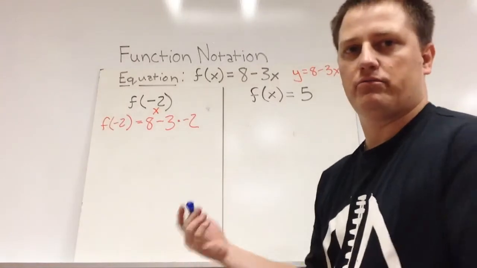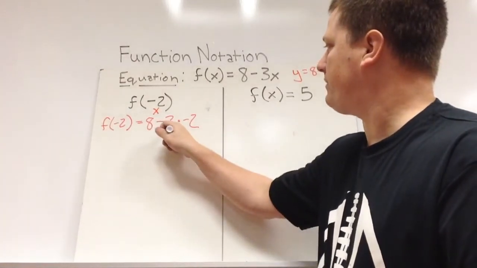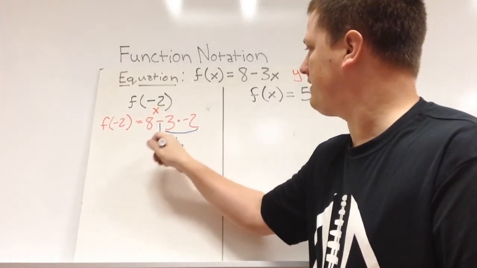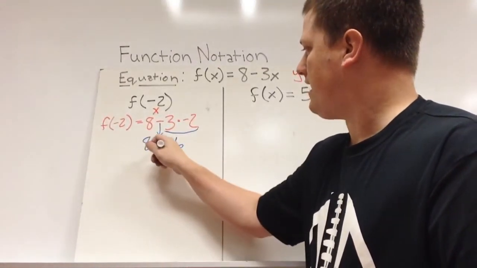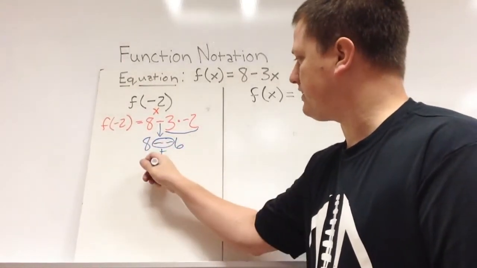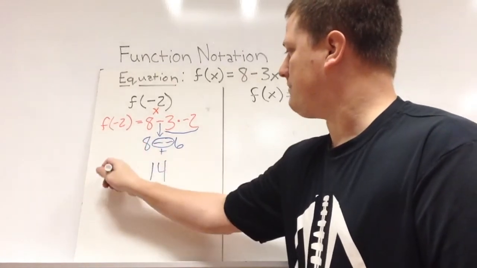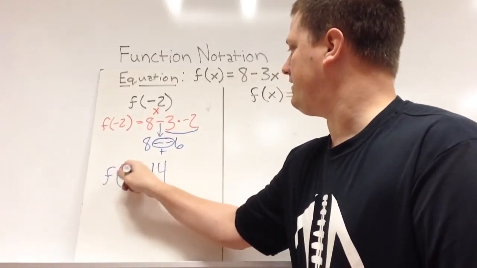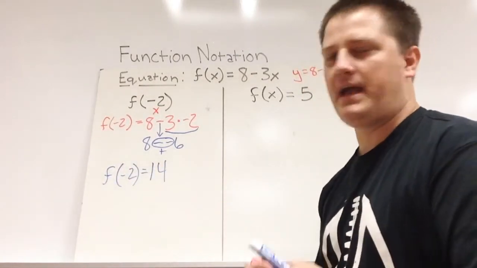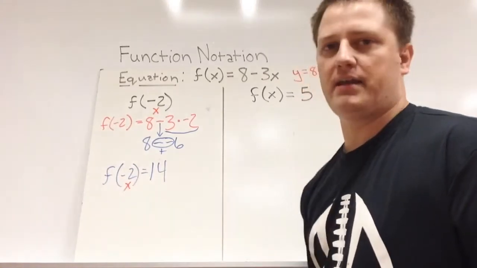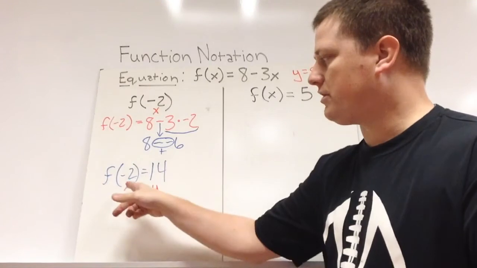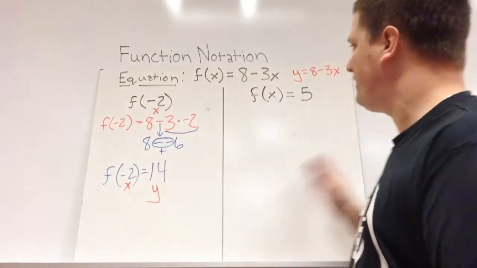And what we do is the math here. So we're going to take 3 times negative 2 and get negative 6. Bring down my minus sign, and 8. 8 minus negative 6 is really just adding, so 8 plus 6 is 14. I'm going to bring down my f of negative 2 equals 14. What this is saying is my x value is negative 2 and my y value is 14. It's basically an ordered pair, x comma y.